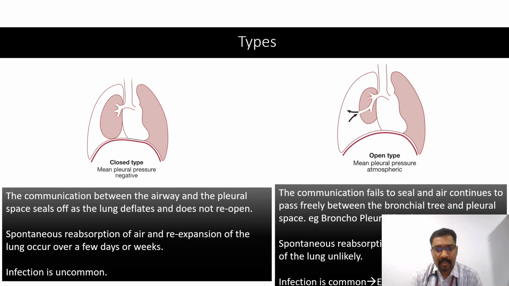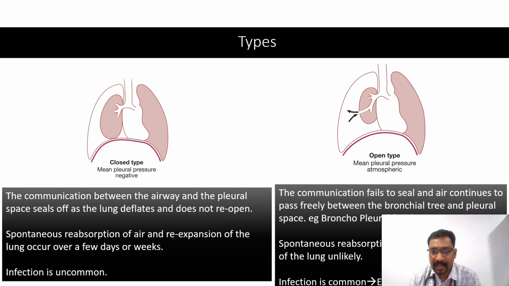It is also important to understand the types of pneumothorax. Two predominant ones are the closed one and the open type. In the closed type, the communication between the airway and the pleural space seals off as the lung deflates, and it usually does not reopen. In such scenarios, spontaneous reabsorption of the air and re-expansion of the lung occur over a few days or weeks. Infection risk is very low in such patients with a closed type.